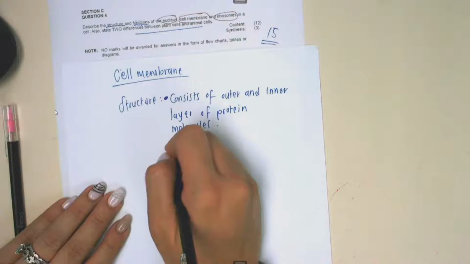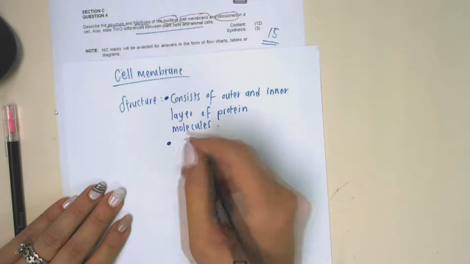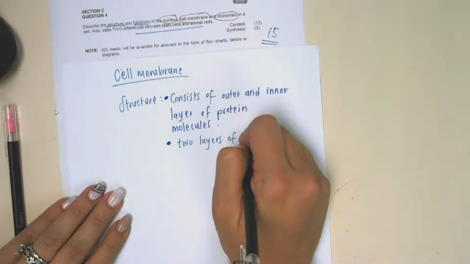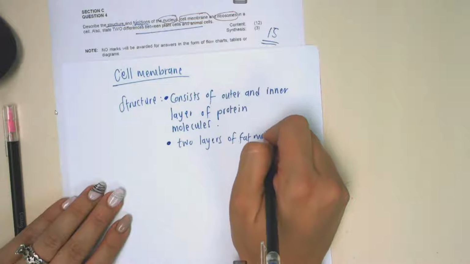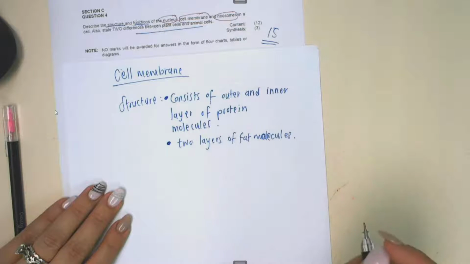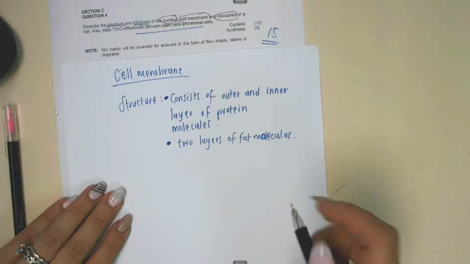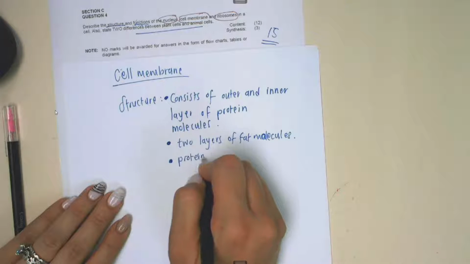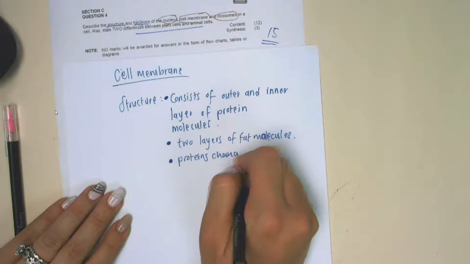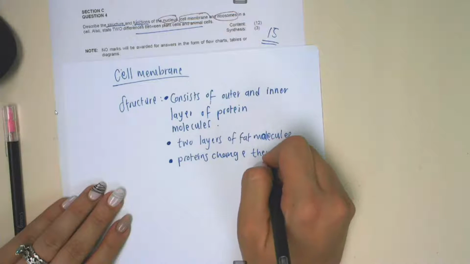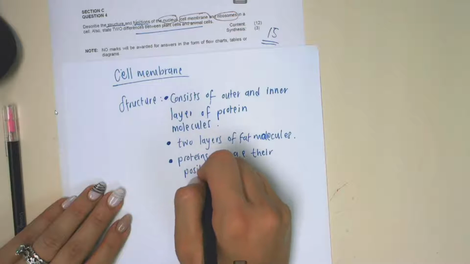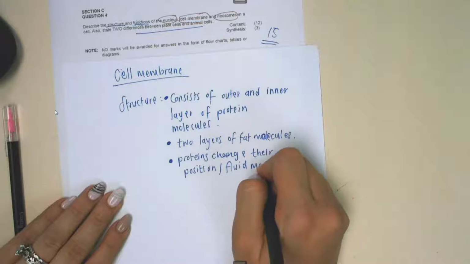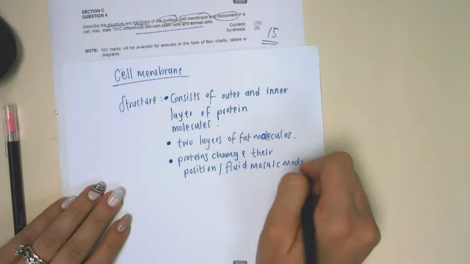Please, you can bullet it again, maybe just to distinguish between the two. 2 layers of fat molecules. You can say that the proteins change their position. Like the fluid mosaic model that you have done.